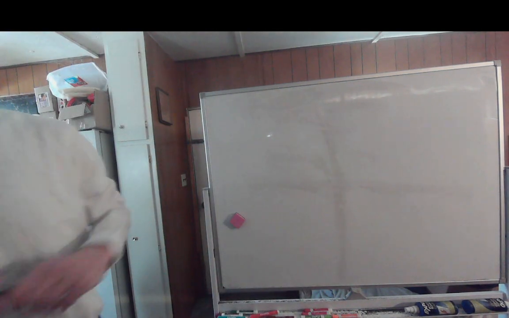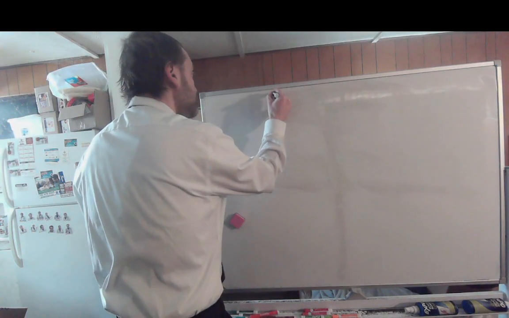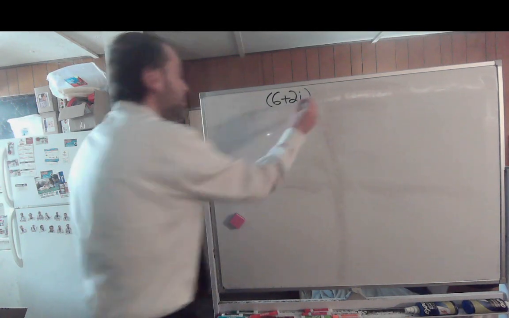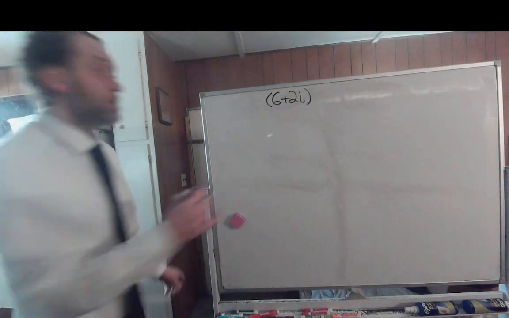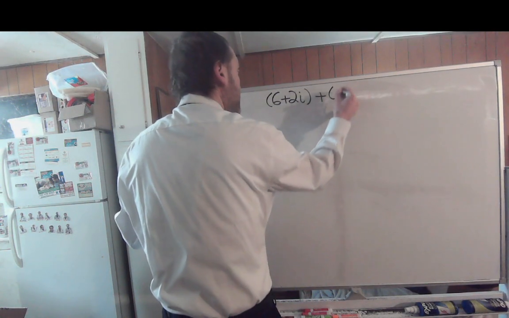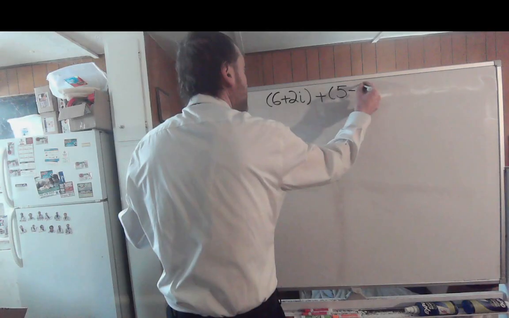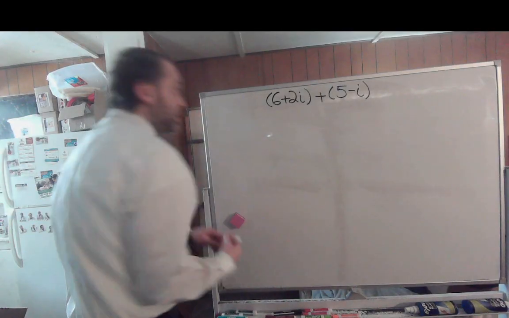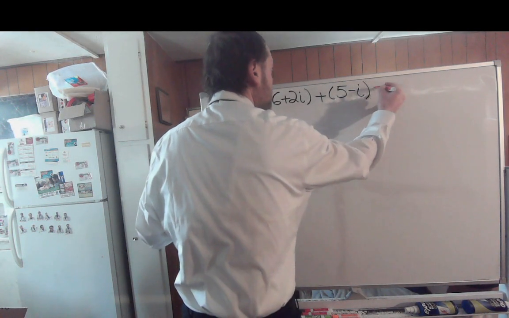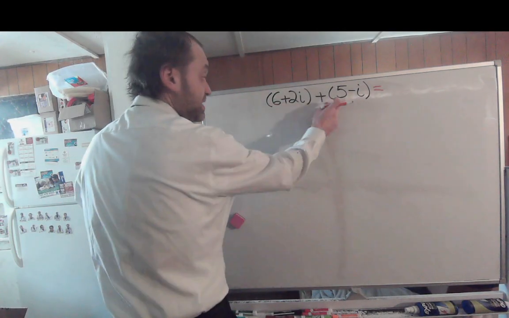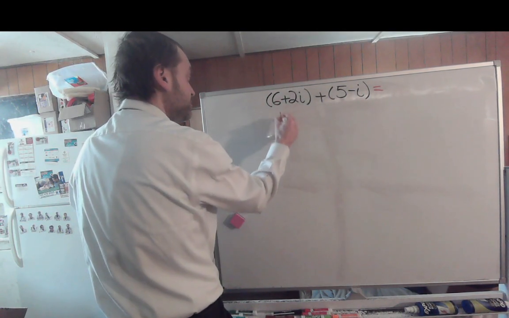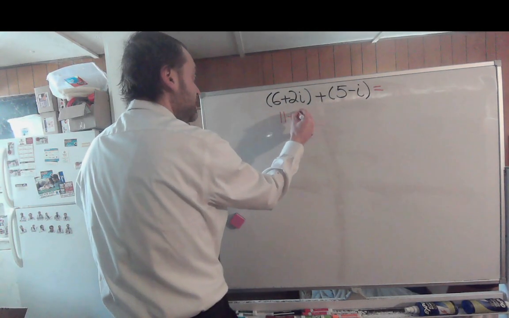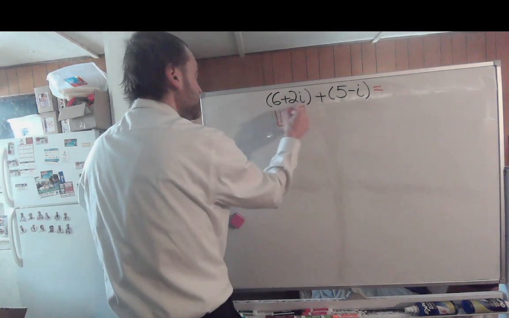What if I had 6 plus 2i plus 5 minus i. So I have 6 plus 2i plus 5 minus i. I'm going to add those two complex numbers. So add my 6 and 5, since those are like terms, it'll be 11, and then 2i plus negative i, that'd be plus i. So it'll be 11 plus i.